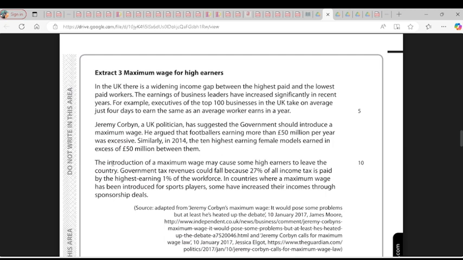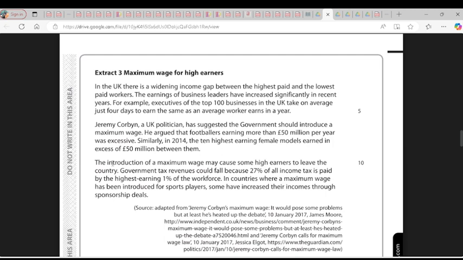So the earnings of business leaders have increased significantly in recent years. For example, executives of the top 100 businesses in the UK take on average just 4 days to earn the same as an average worker earns in a year. Jeremy Corbyn, a UK politician, has suggested the government should introduce a maximum wage. That is a normative statement. Are you with me? Yes.